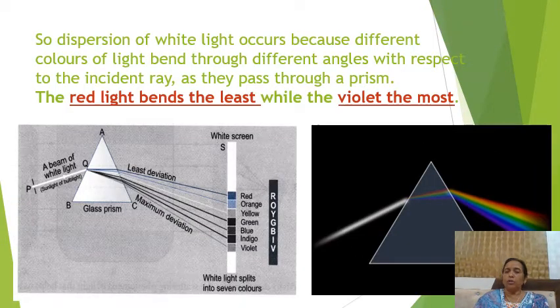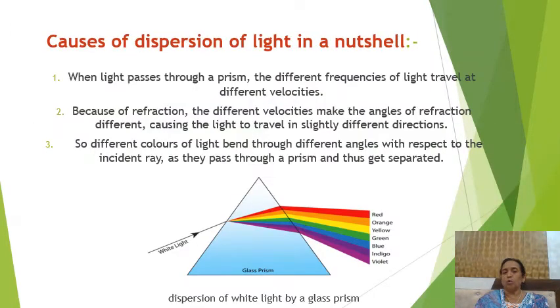So dispersion of white light occurs because different colors of light bend through different angles with respect to the incident ray as they pass through the prism. The red light bends the least and the violet bends the most.